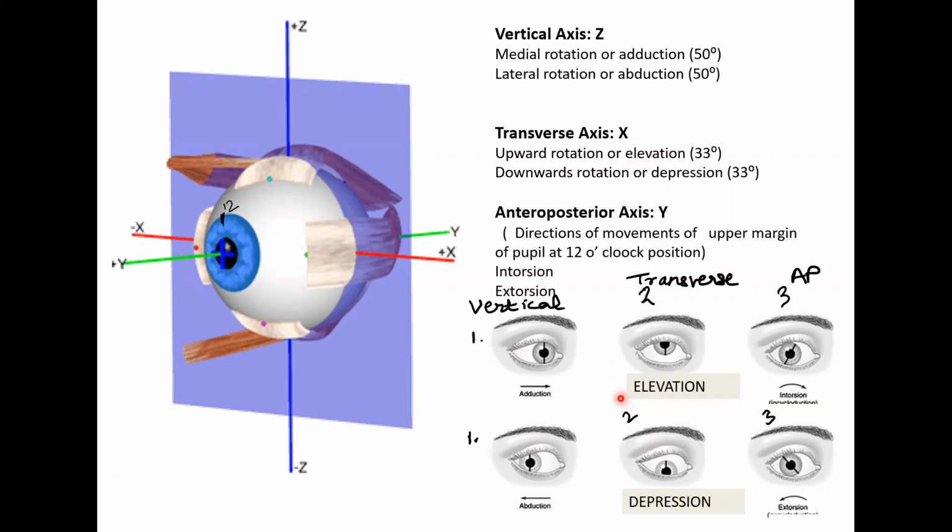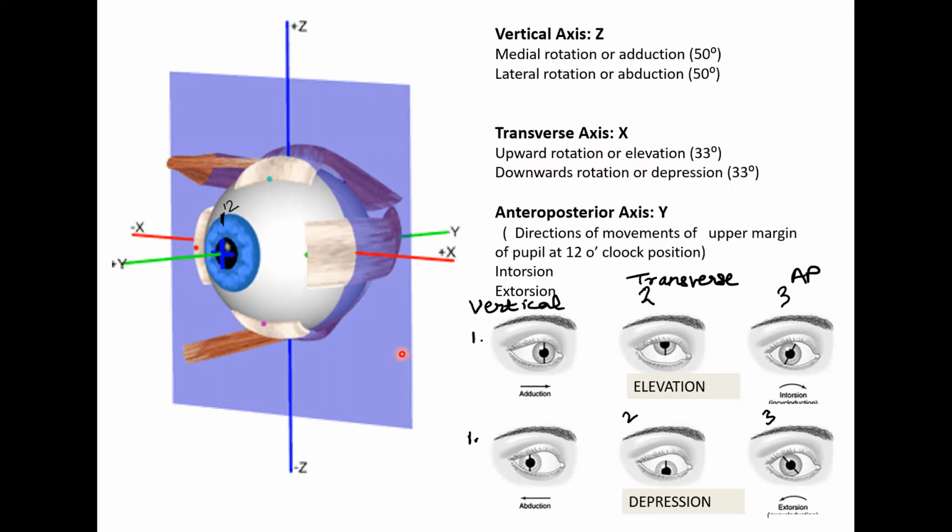Now these two sets of movements, adduction, abduction, elevation and depression, are described in terms of the direction of movement of the center of the pupil. That is, if the center of the pupil moves medially, adduction; if laterally, abduction; upward, elevation; and downward, depression.